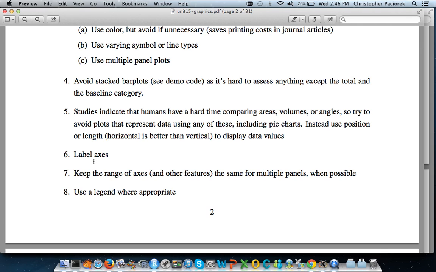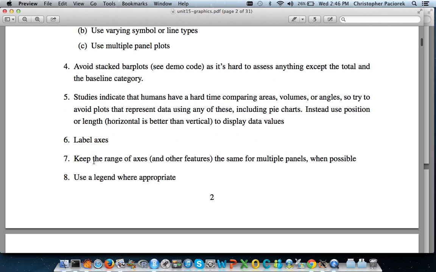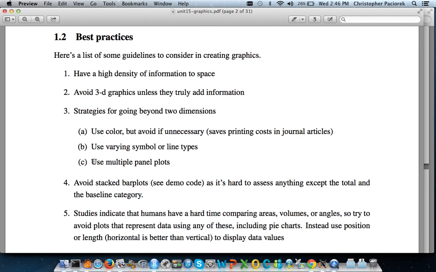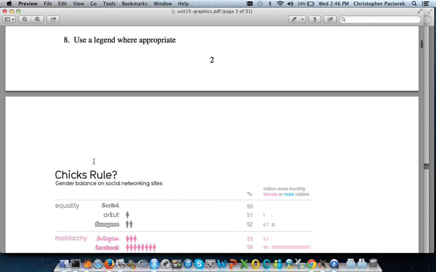It's always a good idea to label your axes, and if you have multiple panels, to have the ranges of the axes be the same, and also you generally want to have good, nice legends. Okay, that was very quick. I just wanted to spit those out, but you can go back and look at them as you look through a couple of these examples that I'd like to talk about.